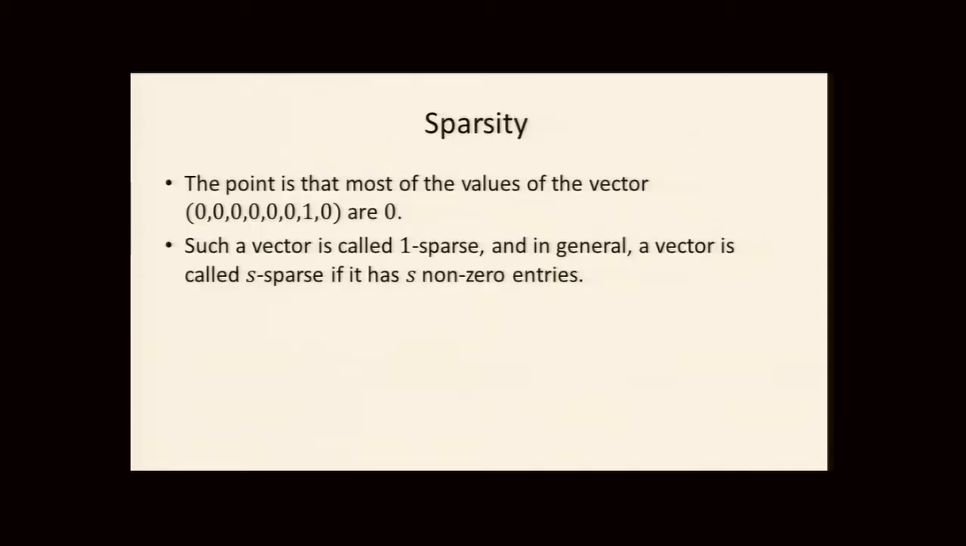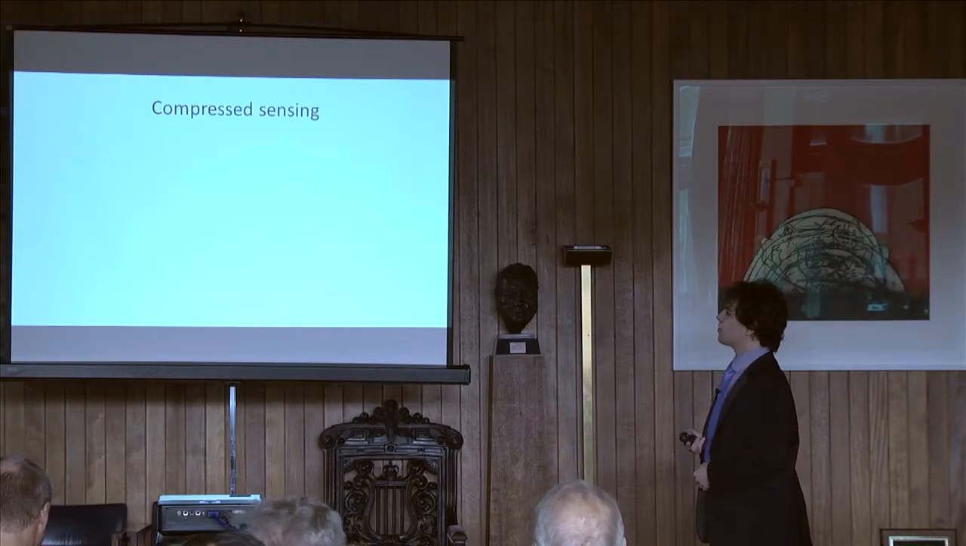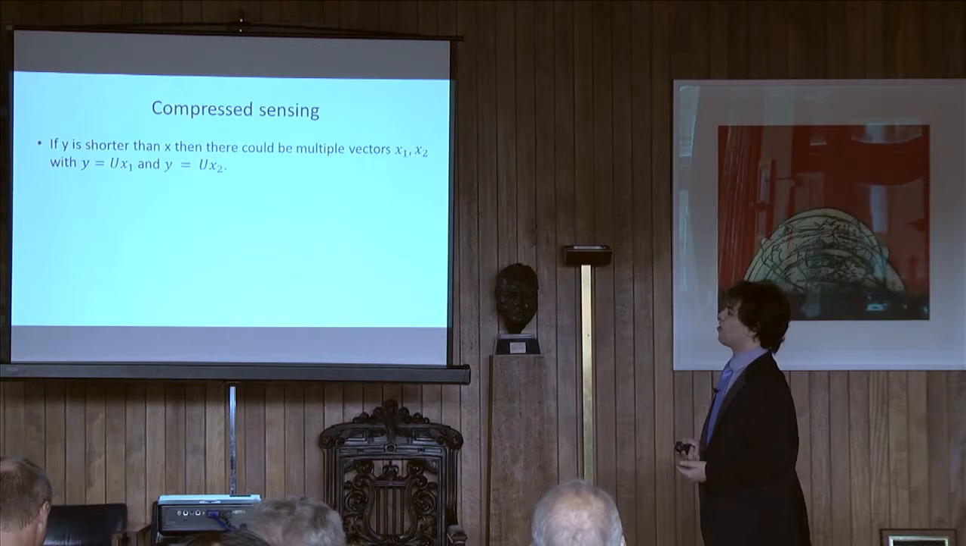So in this case, we have 1 element, and everything else is 0. Now the point here is we call such a vector 1-sparse. If it has S elements which are non-zero, it's called an S-sparse vector. And we're going to exploit this idea of sparsity in order to break this barrier. And that's the general point of compressed sensing.